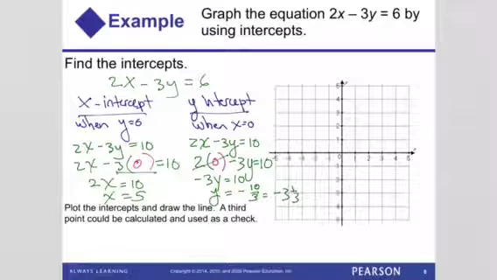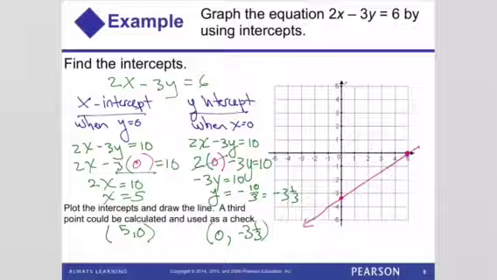So now I have my x and y intercepts, and I've got 2 points. I've got (5, 0) and (0, negative 3 1/3), and we know that you can graph a line with 2 points. So graph those 2 points on the graph. You can see I graphed those 2 points where the pink points are, and now I'm going to draw a line through them.